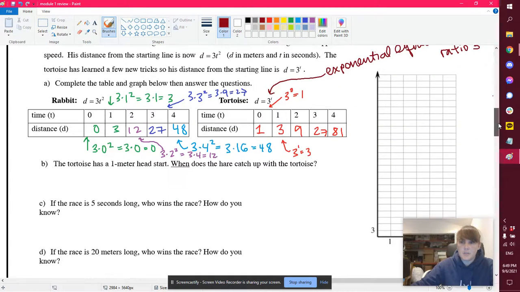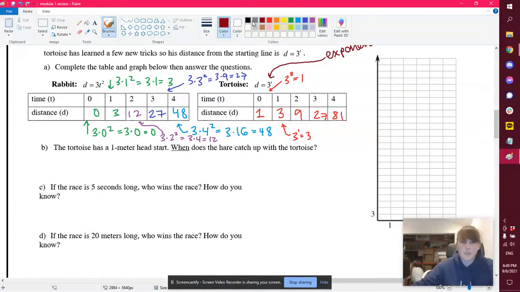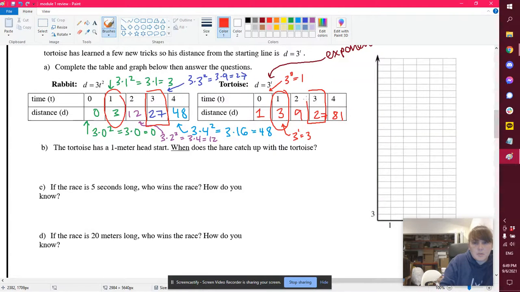We graph it. I have some hacks that I like to do, basically, where I see that the 1 and the 3 are the same on both tables, and the 3 and the 27 are the same on both tables. So I'm going to graph those points first. I'm going to also redo this scale because I don't love it.